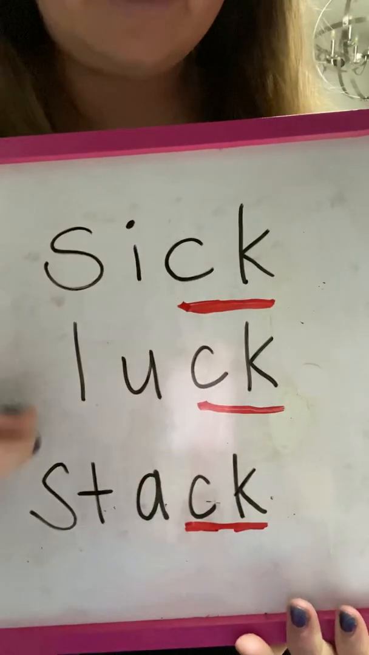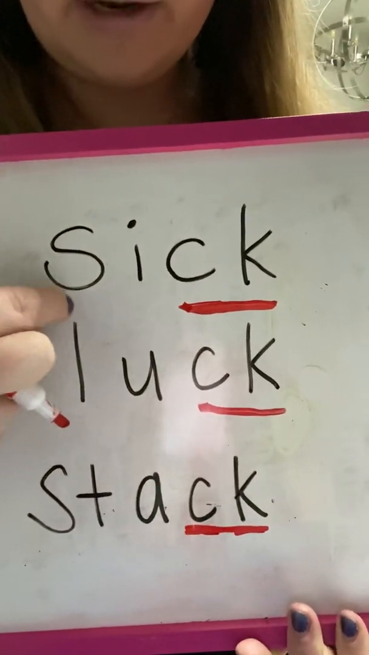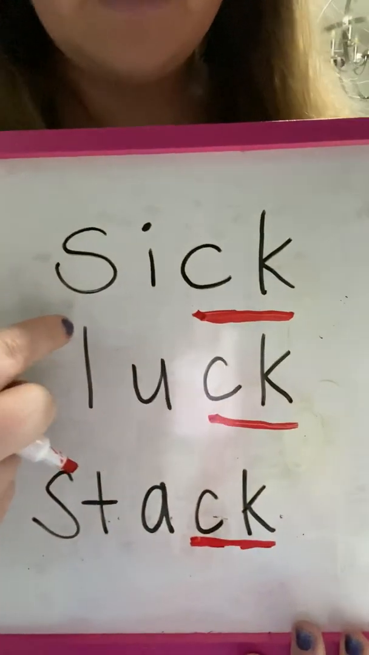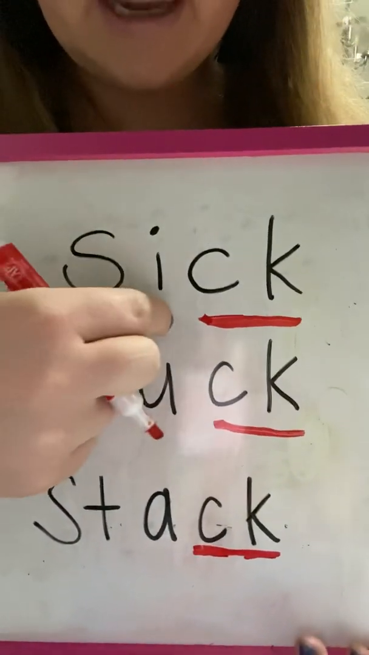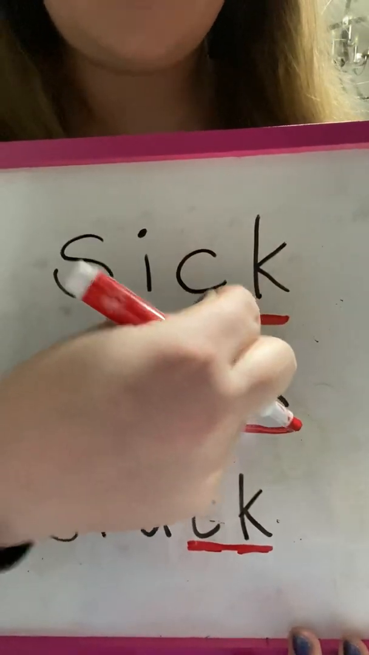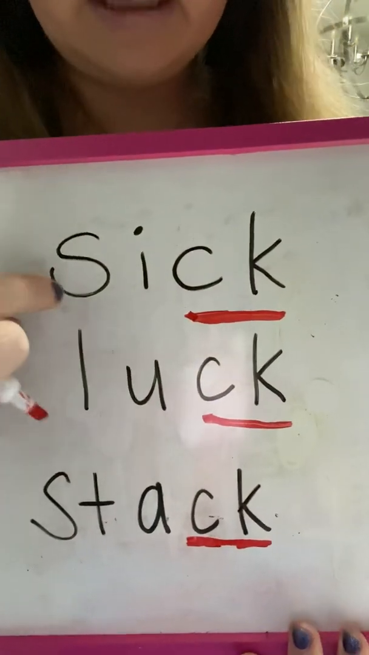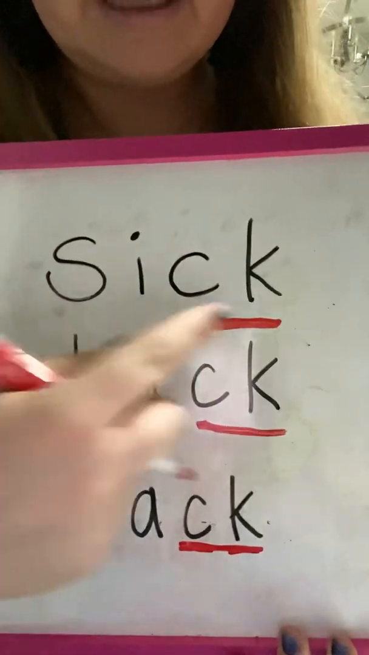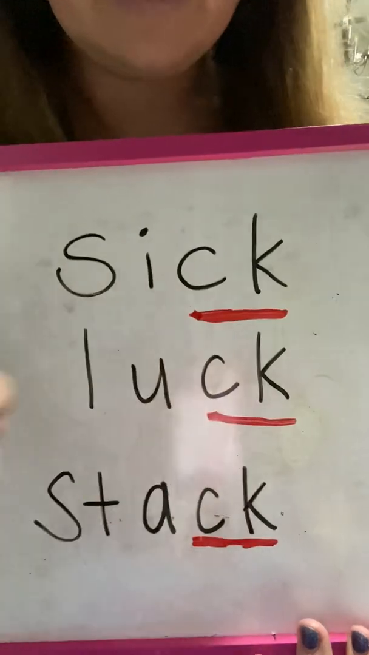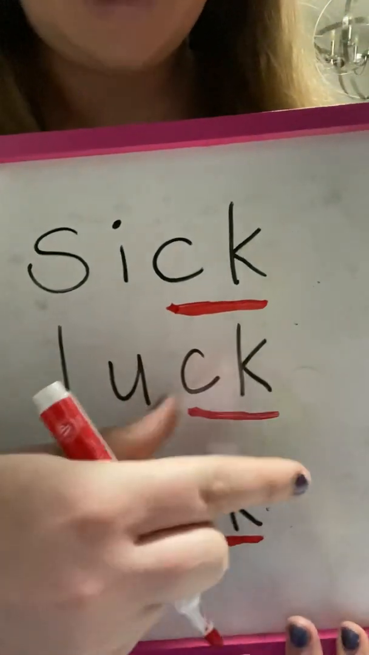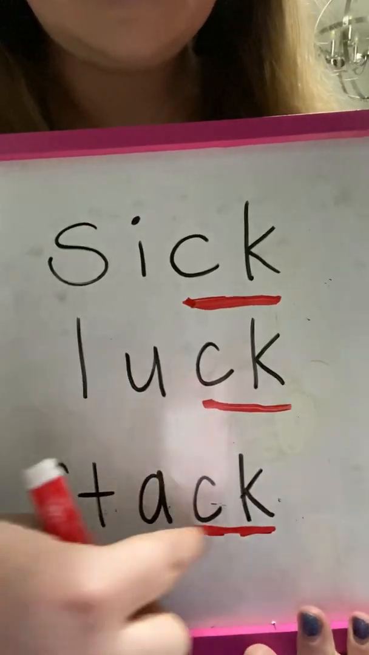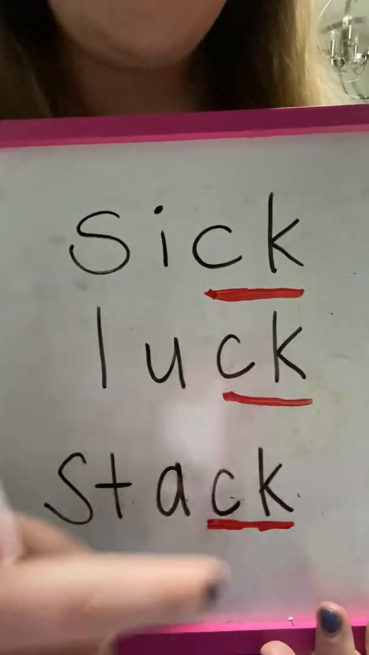hear four sounds. We just hear three. If we were to count the letters, 1, 2, 3, 4, we have four letters, right, on the very first word. But we only have three sounds. S, i, k. Because the C and the K are a digraph, and we put them together to make one sound. So s, i, k, sick. And then the next one, l, u, k, luck. Same thing, the C and the K make one sound. St, a, k, stack. And same thing, the C and the K make one sound.